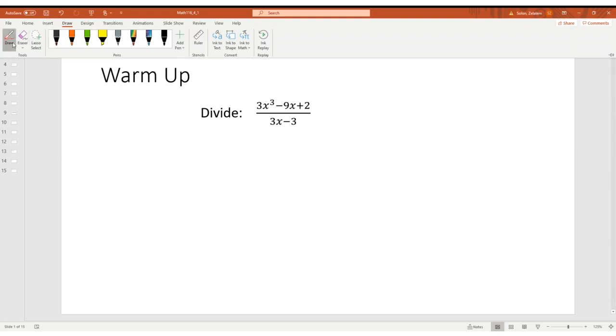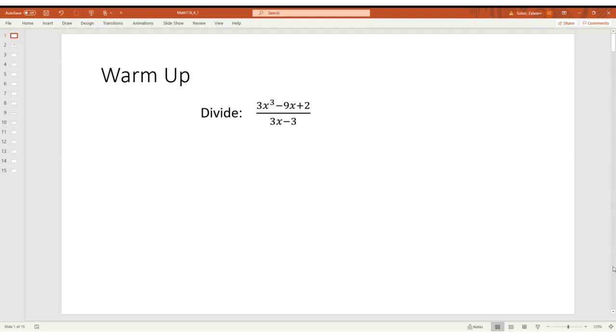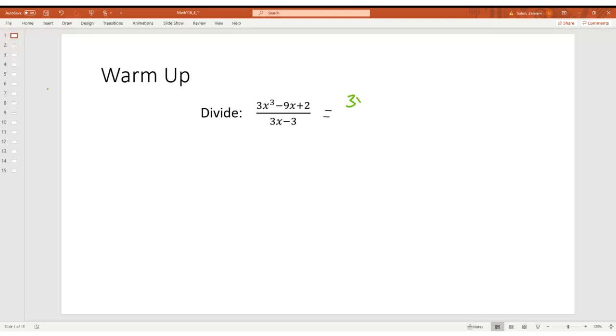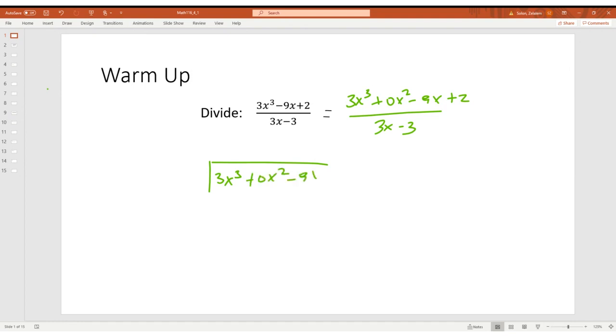So first, you have to write the equation in standard form. It has to be, because it doesn't have an x squared term, you have to add 0x squared, then minus 9x plus 2, and this is divided by 3x minus 2. So we know the way we set up long division. You put the polynomial inside here, 3x cubed plus 0x squared minus 9x plus 2. The 0x squared is like a placeholder, so it doesn't change the polynomial.